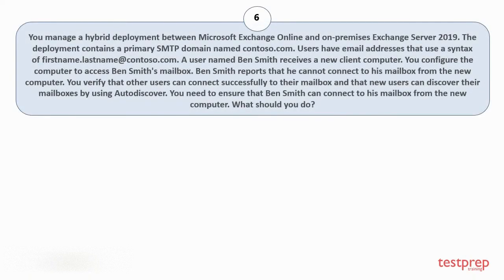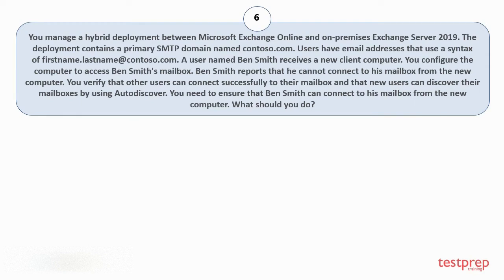Question number 6. You manage a hybrid deployment between Microsoft Exchange Online and on-premises Exchange Server 2019. The deployment contains a primary SMTP domain named contoso.com. Users have email addresses that use a syntax of firstname.lastname@contoso.com. A user named Ben Smith receives a new computer. You configure the computer to access Ben Smith's mailbox. Ben Smith reports that he cannot connect to his mailbox from the new computer.